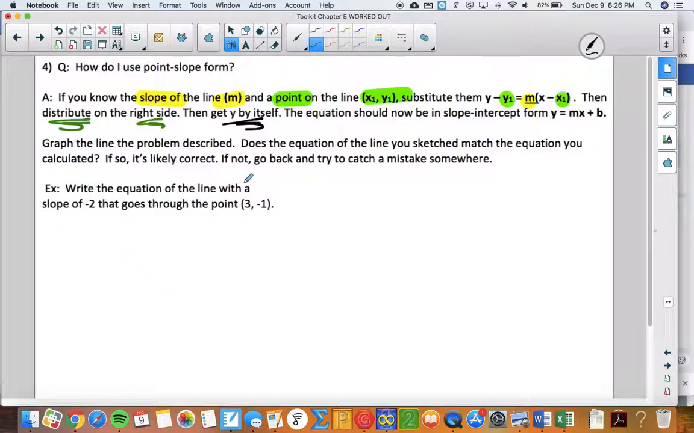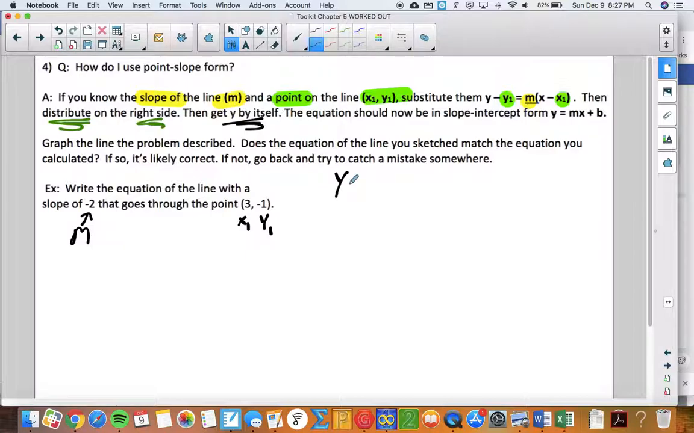Example here, write the equation of a line with a slope of -2. So I'm going to write m, and I'm going to point up to that -2 because that is my m value. And it goes through the point 3, -1. So that's my first x and that's my first y. And those things will go in place of the green highlighted areas right there.